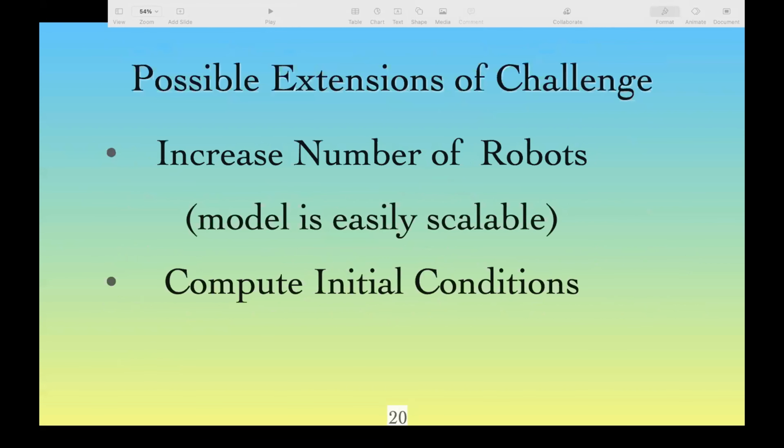Another thing is that, apart from trying to verify the properties I proposed, we can also try to compute the maximum set of initial conditions that satisfy the properties. This will be a very difficult task because the model is high dimensional. So these are possible extensions of the challenge.